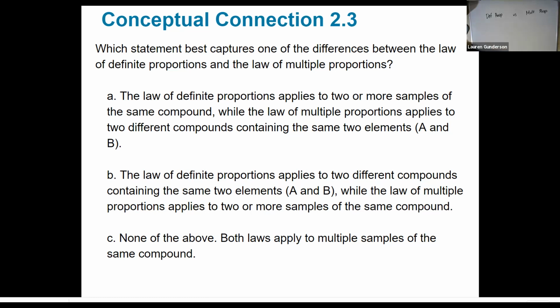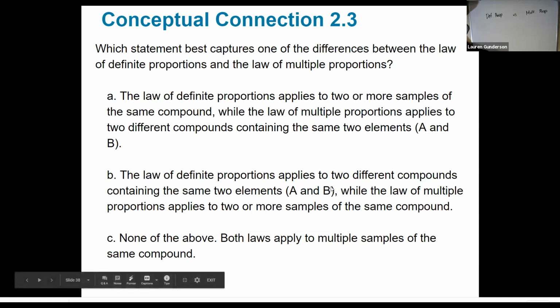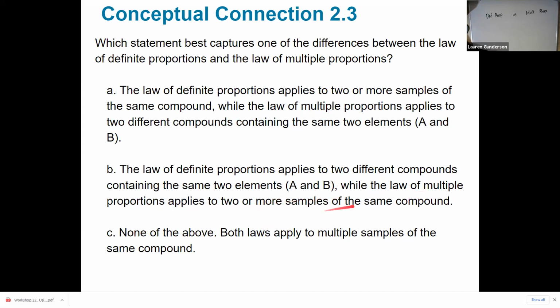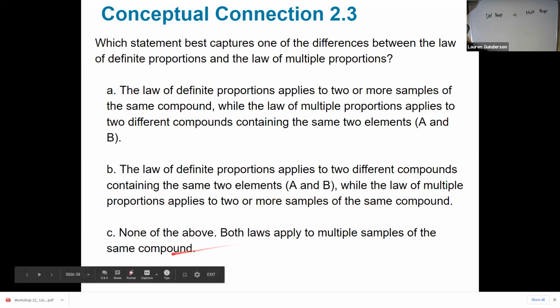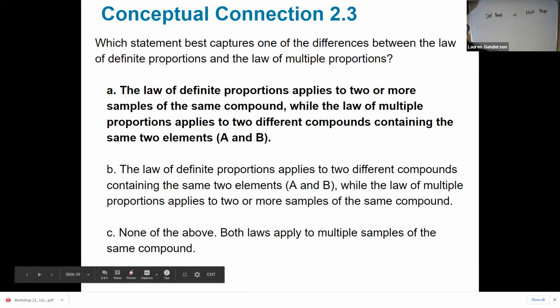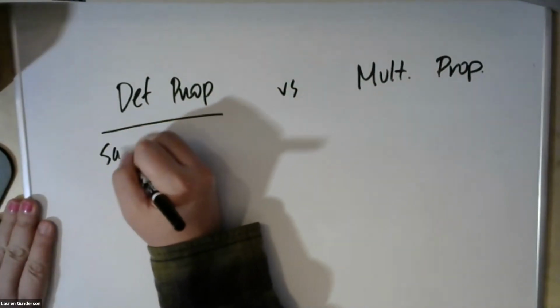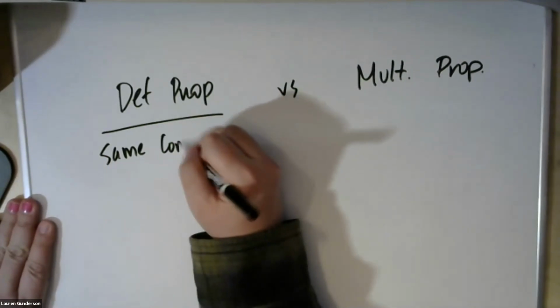Choice B says the law of definite proportion applies to 2 different compounds containing the same elements, and multiple proportions applies to 2 or more samples of the same compound. Then choice C says none of the above. They both apply to multiple samples of the same compound. All right, so again, I'm going to write this down here. Same compound.